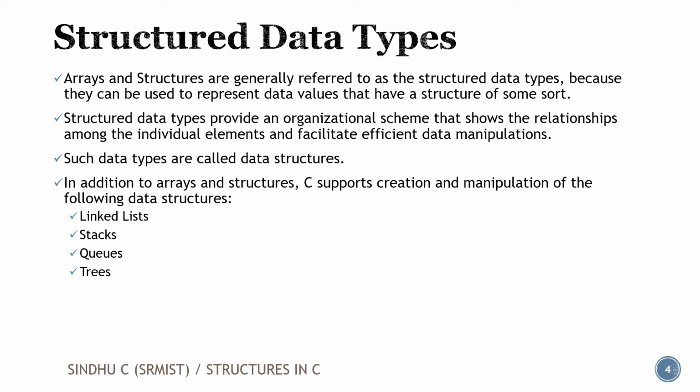Structured data types. General examples of structured data types are arrays and structures. They are called structured data types because they can represent data values that have a structure. These structured data types provide an organizational scheme which demonstrates relationships among individual elements and also help in efficient data manipulation. Another dimension of it is called data structures. Apart from these, C also supports linked lists, stacks, queues, trees, and a few more.